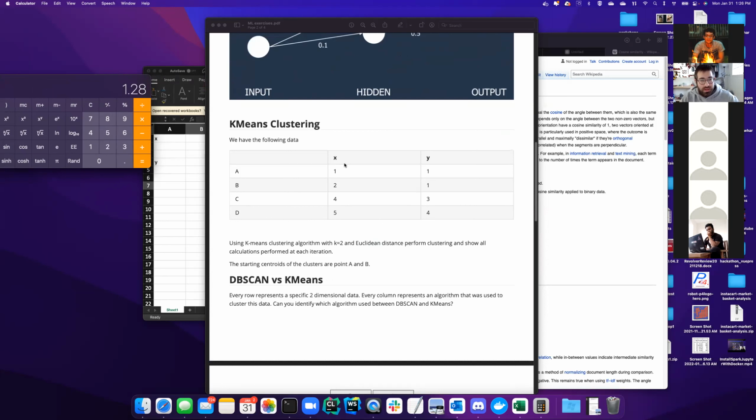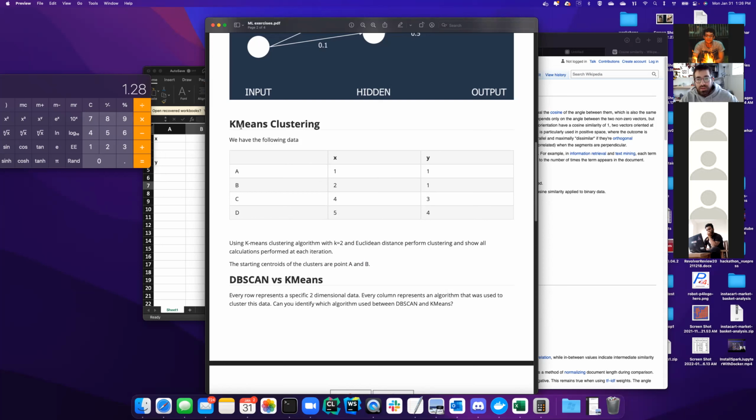Now for this question, we have k-means clustering, and we're saying we have this data, and we're using k equal to 2, and we're specifying we're using the Euclidean distance, and we're starting our centers of the clusters at points A and B. We're saying do all the iterations to find the centers of the clusters for the 2 clusters that we're starting with.